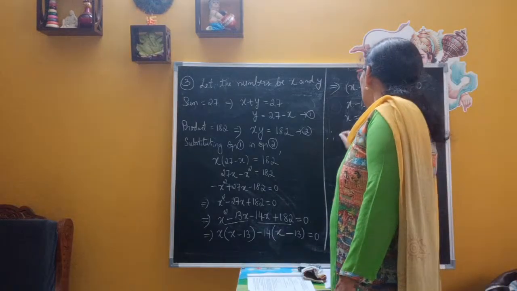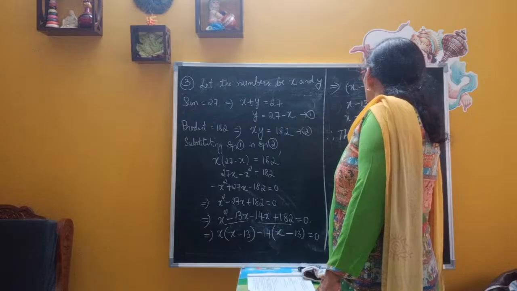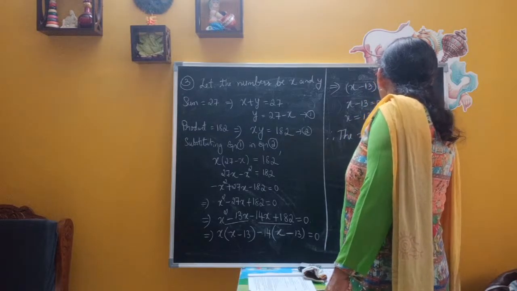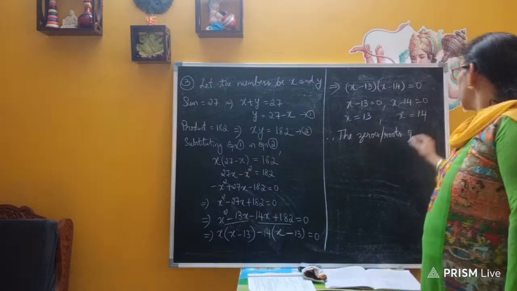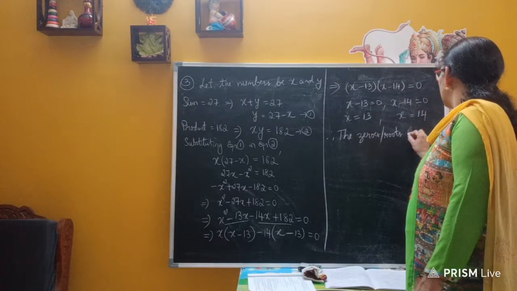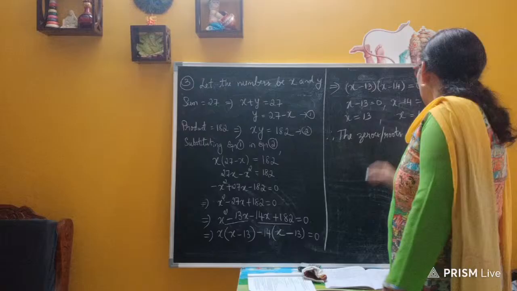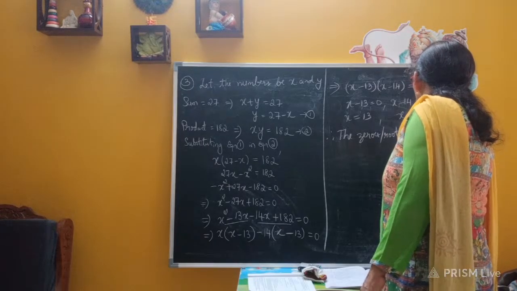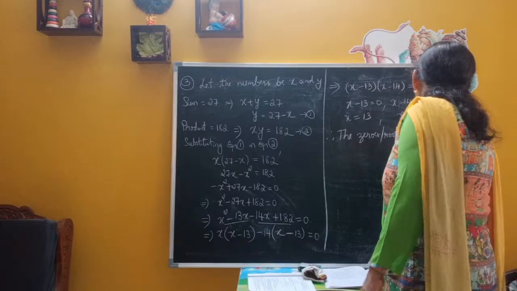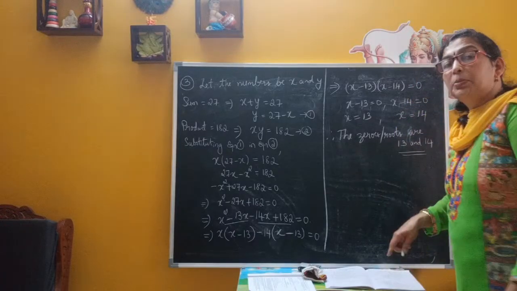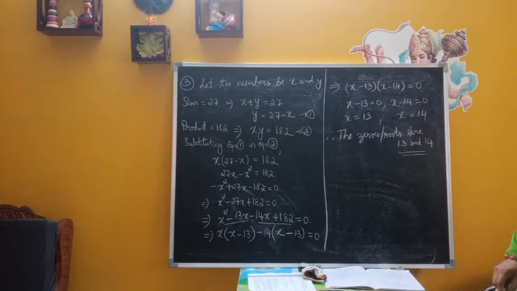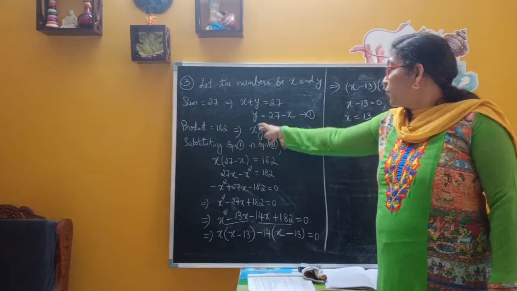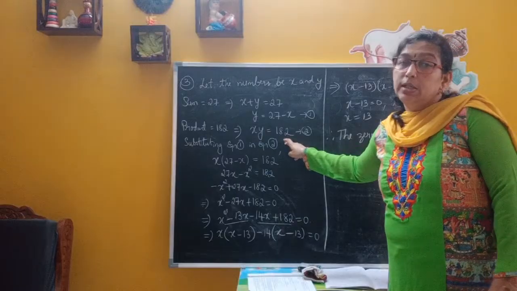Therefore, write the conclusion. The zeros or roots of the equation are plus 13 and plus 14, that is 13 and 14. Or you can write in small brackets (13, 14). You can check your answer. See, 13 plus 14 how much? 27. 13 into 14, what do we get? The product is 182.